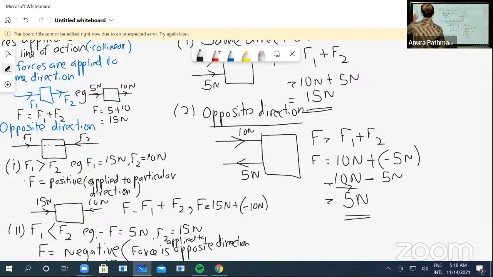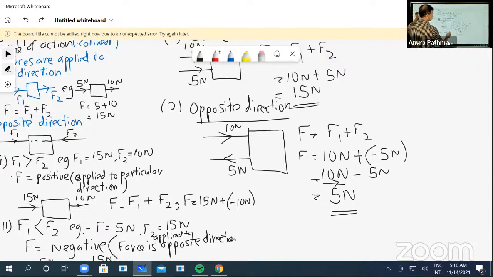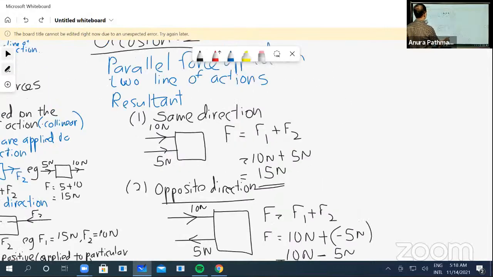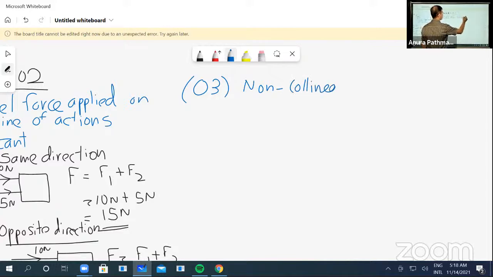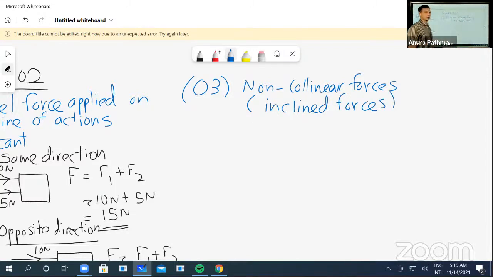Next, we go to the third occasion: non-collinear forces. Non-collinear forces. Occasion 3, non-collinear forces. That means inclined forces. The resultant of inclined forces.